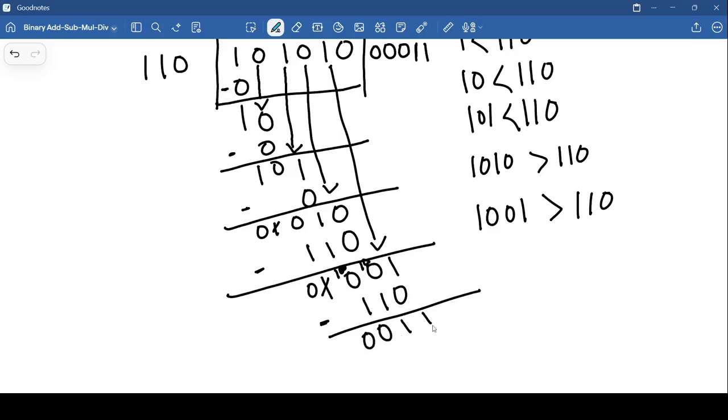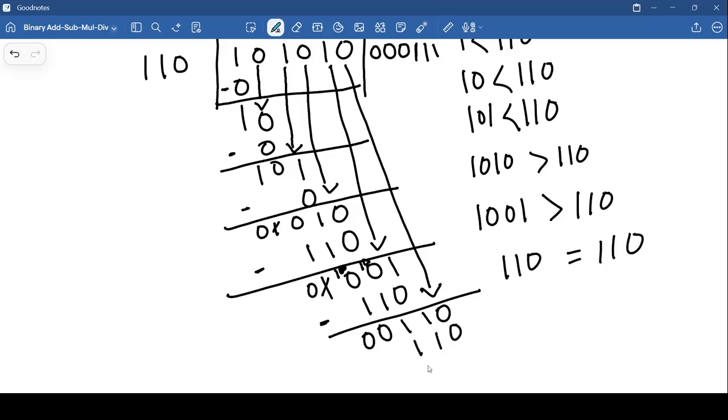Okay, so now the sixth number will come here, so it will become 0. So now 110 equals 110, so we subtract 110, and here is 1. So now nothing is left. So our answer is 0 0 0 1 1 1. So this is our answer. So I think you understand how to do binary addition, subtraction, multiplication, and division.